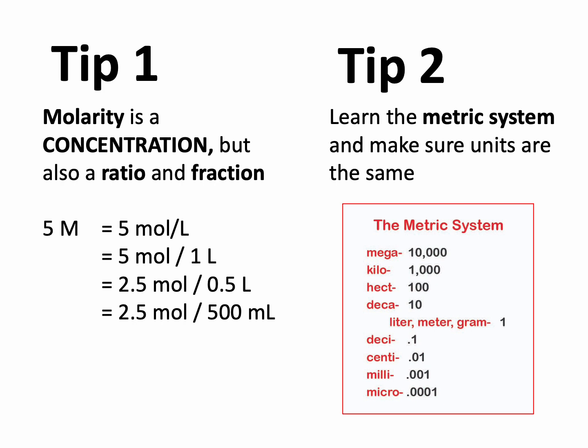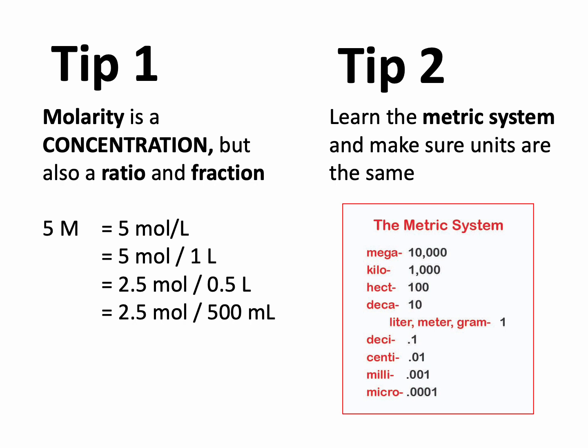So a 5 molar solution, well, that's 5 moles per liter. It's 5 moles per 1 liter. That's also 2.5 moles per half liter, or 2.5 moles per 500 milliliters. And that last one leads us into tip 2, which is you need to get acquainted with the metric system if you're not already. The metric system is the language of science and makes a lot more sense, frankly, than the old British imperial system. And everything's on the scale of 10, so it's basically what they call a logarithmic scale.